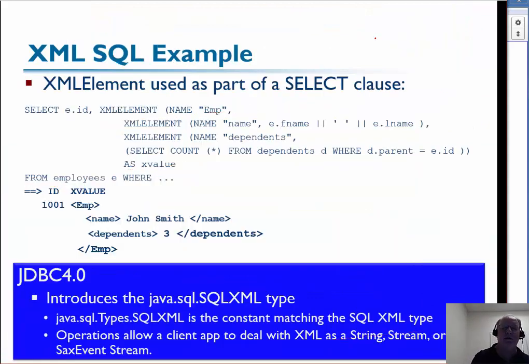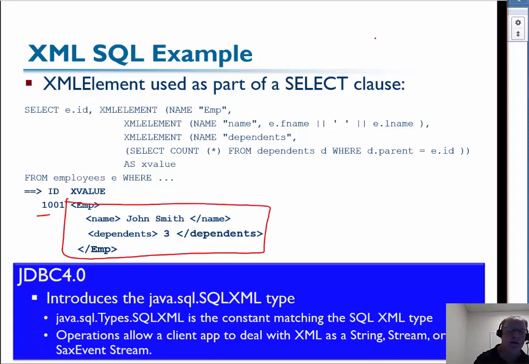Here's an example, right? An XML element used as part of a select clause. Select e.id, XML element name employee, XML element name first name or last name, XML element name dependents, select star from dependents D where as X value, from employees where some filtering clause. This kind of big long nested query. What would I get back? I get back an XML element. I mean, look at what it's returning. It's got an ID value and then a fragment of XML because that's what I told it to name, and that's the kind of things I told it to put in it.